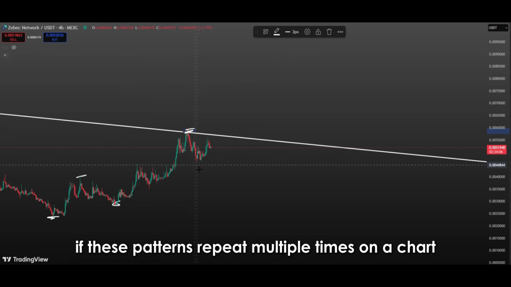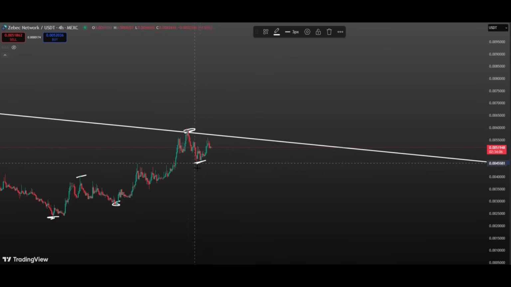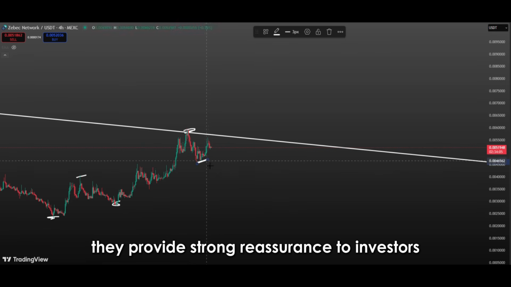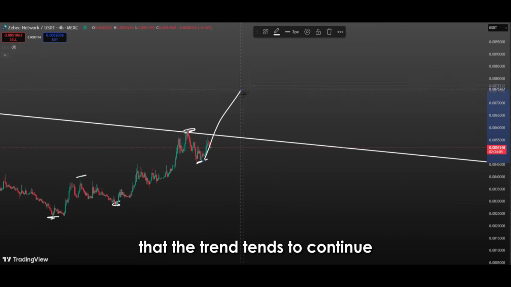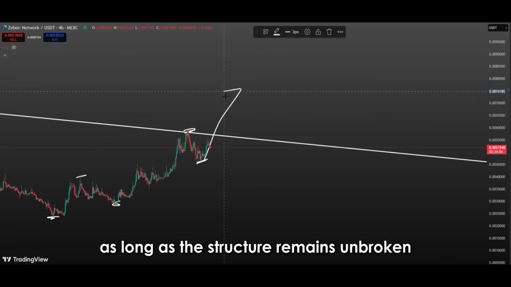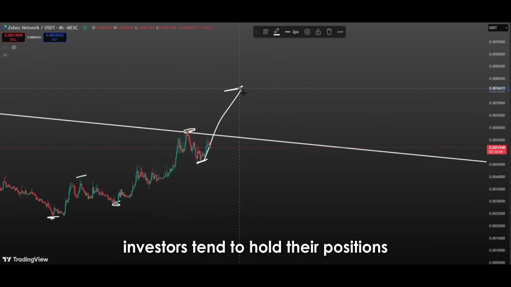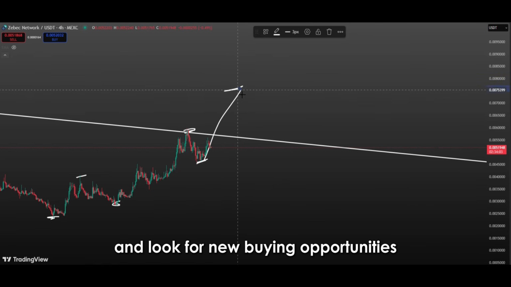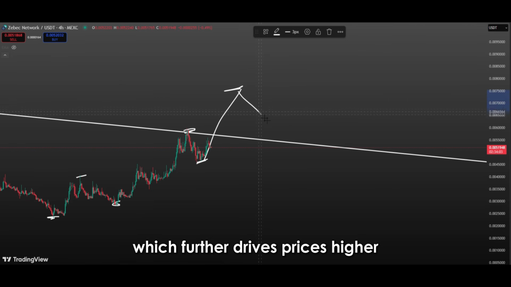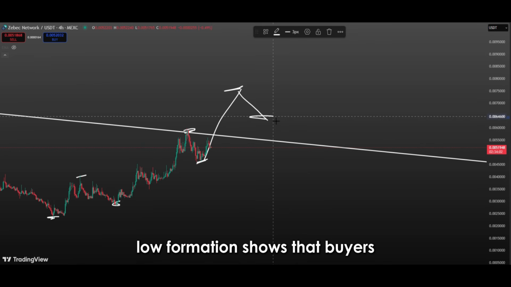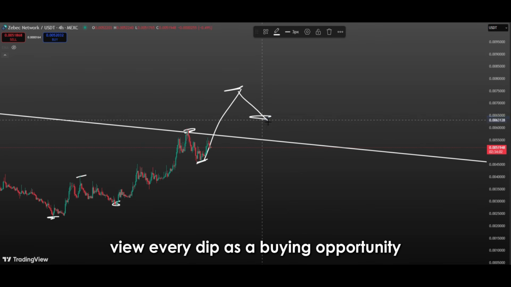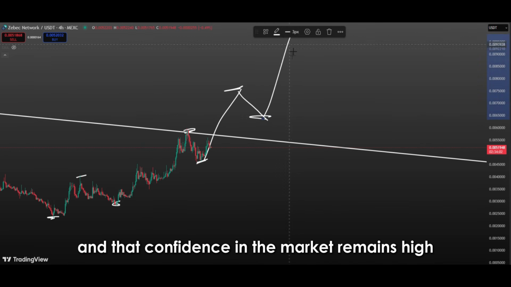If these patterns repeat multiple times on a chart, they provide strong reassurance to investors. This is based on the technical analysis principle that the trend tends to continue. As long as the structure remains unbroken, investors tend to hold their positions and look for new buying opportunities, which further drives prices higher. The repeated appearance of the higher low formation shows that buyers view every dip as a buying opportunity and that confidence in the market remains high.